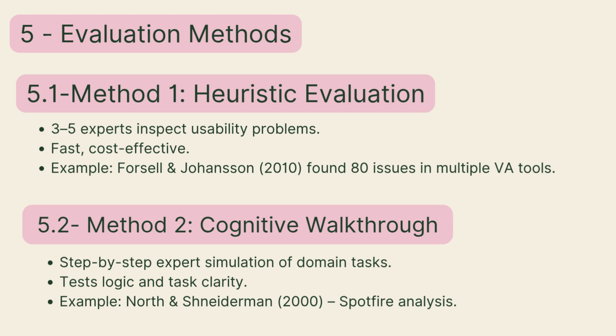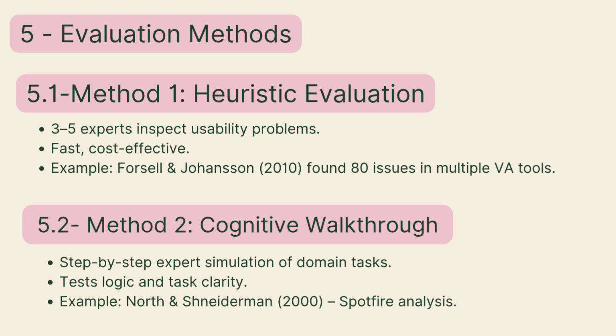The heuristic evaluation is a fast, low-cost method. Typically, 3 to 5 visualization experts inspect the system and identify usability issues based on design heuristics. For example, Forsell and Johansson applied this approach and found more than 80 usability issues across multiple visual analytics tools. It's efficient to detect surface-level design problems early in development.